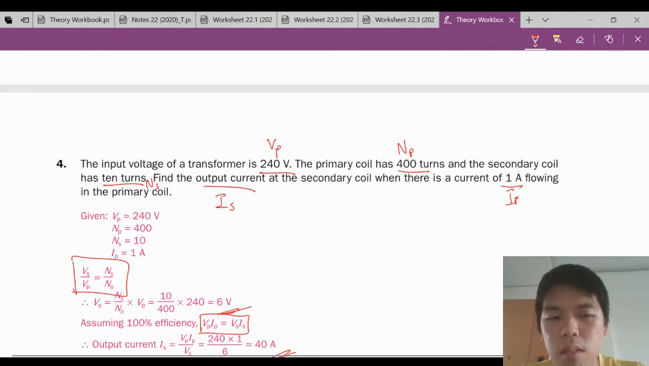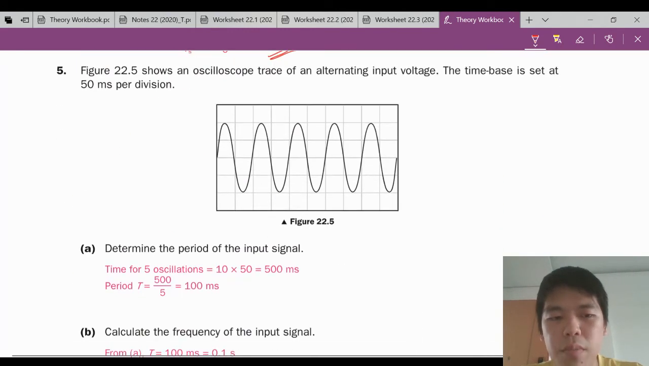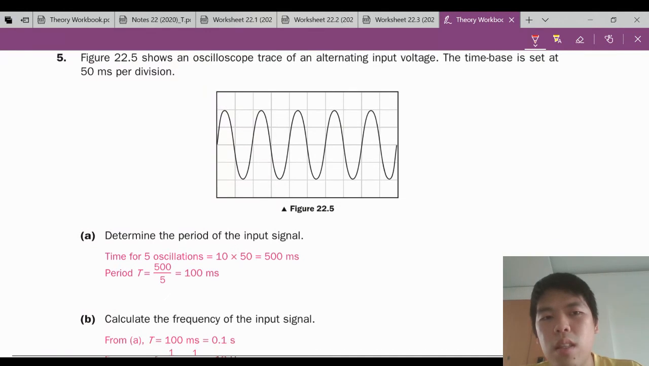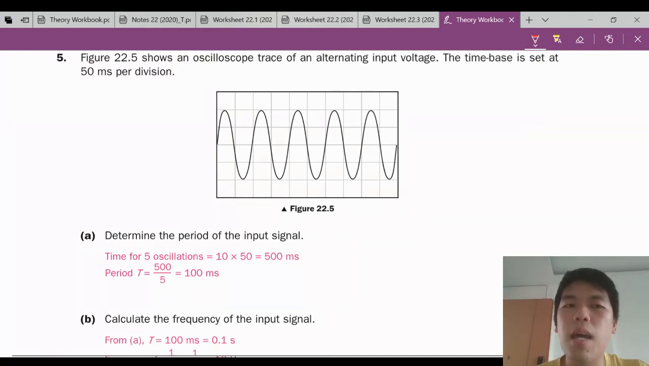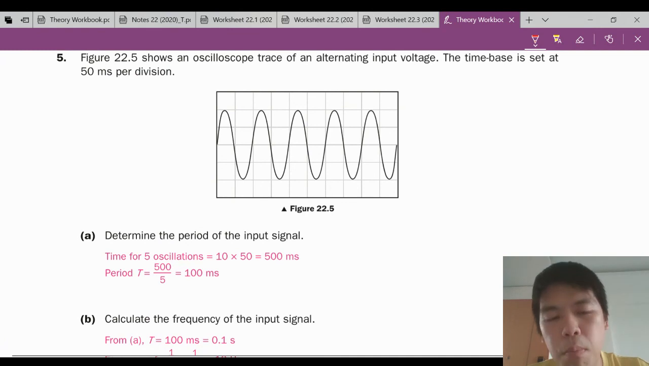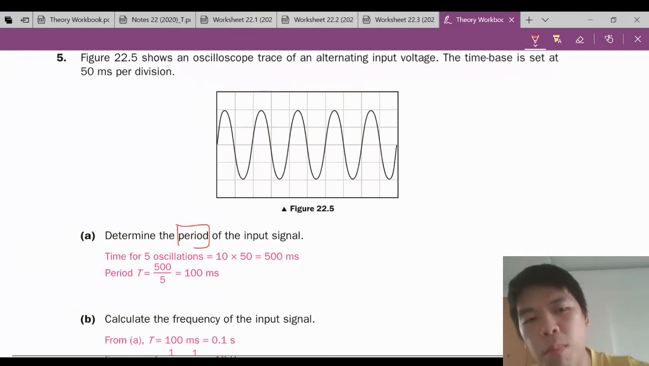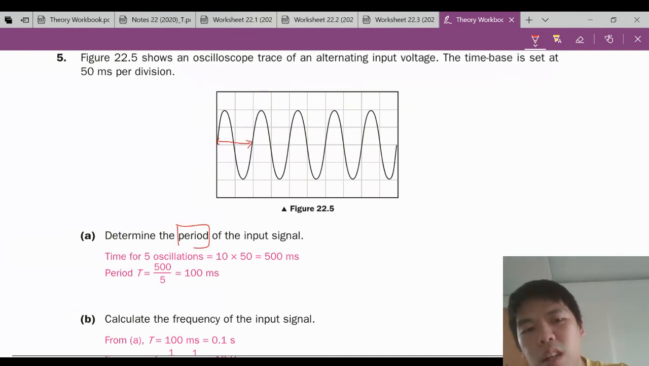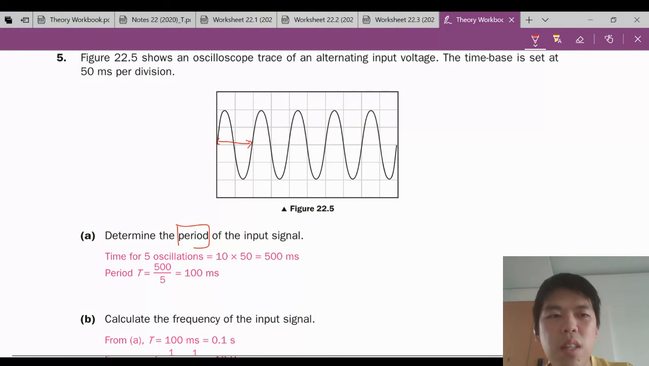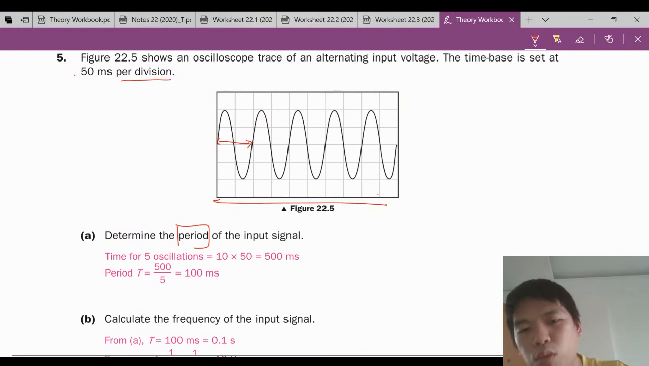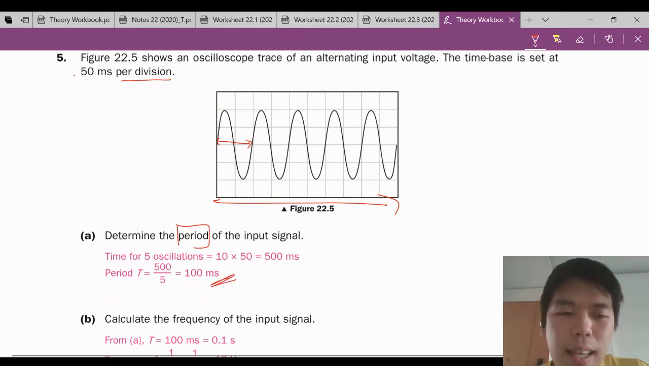Let's look at section B, question 5. It shows an oscilloscope trace of an alternating input voltage. The time base is set at 50 milliseconds per division. Determine the period of the input signal. So we want to find the period. One period is basically from here to here. So we know there's 2 divisions, and if this is 50 ms per division, then it's 50 ms times 2. Or you can calculate the full thing and then divide it by the number of waves, which is 5, which is what they have done here. So the period is 100 milliseconds.